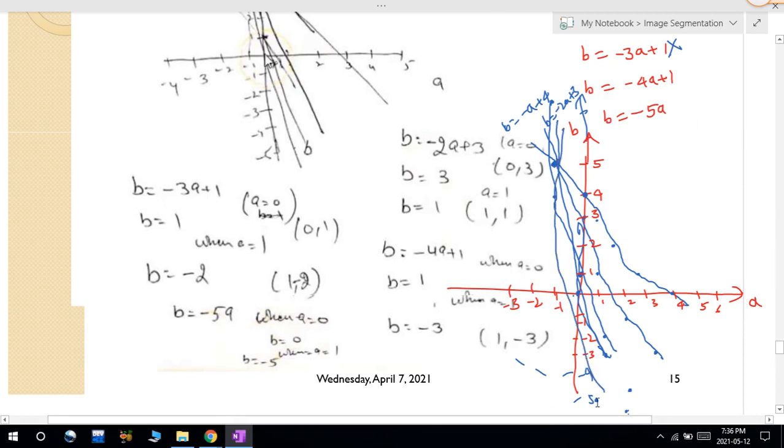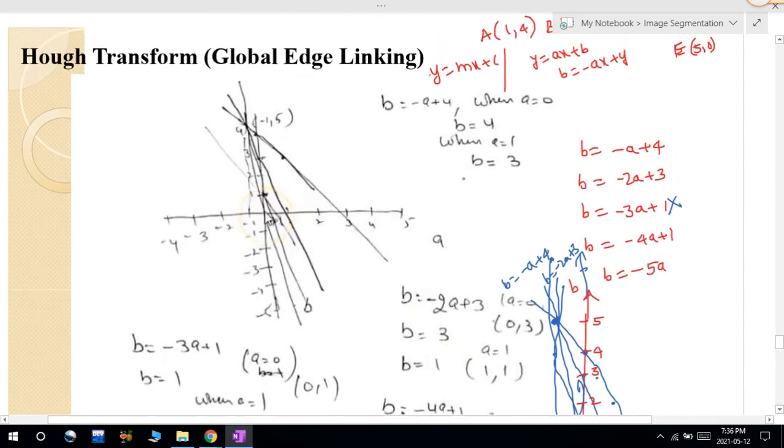So after drawing these equations, I will get one point where, except this equation, all will intersect with one point. Intersect with one point. That point we have to find out. That is the motive of this Hough transform.